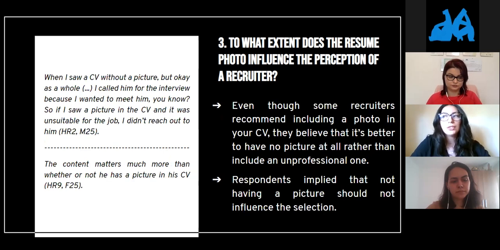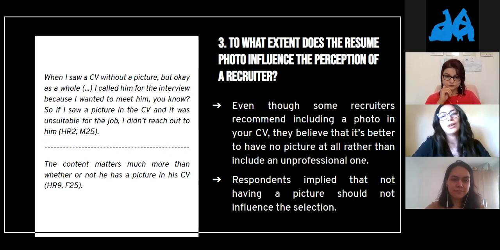Also, even though they recommend that you should include a photo in your resume, they believe that if you don't have a professional one, it's better to just not upload any picture. And they told us that having no picture shouldn't influence the selection process because, and I quote, the content matters much more than whether or not he has a picture in his CV.